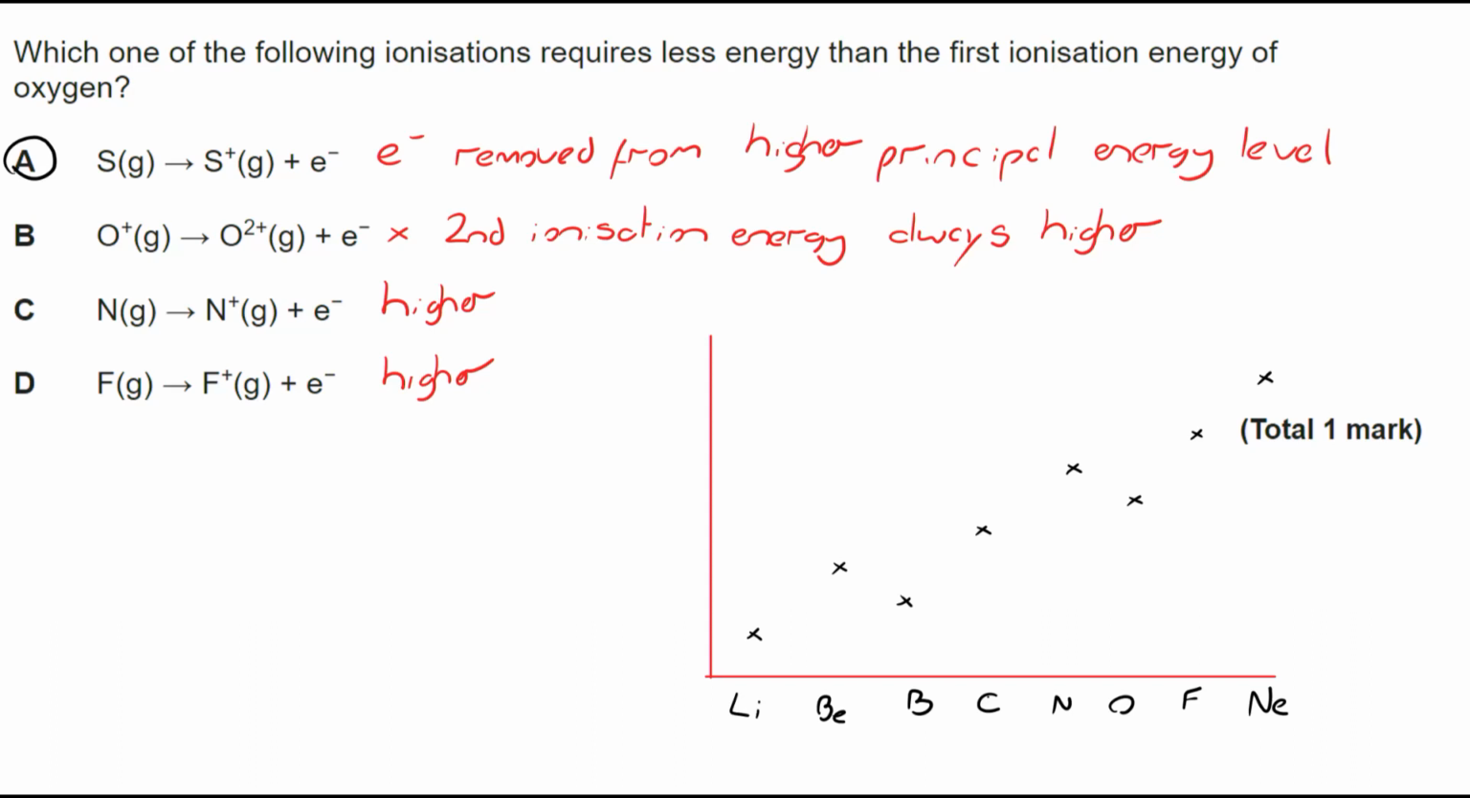Now, sulfur, we're actually removing from a higher principal energy level. The electron's being removed from period 3 rather than period 2. So for that reason, the correct answer is A.